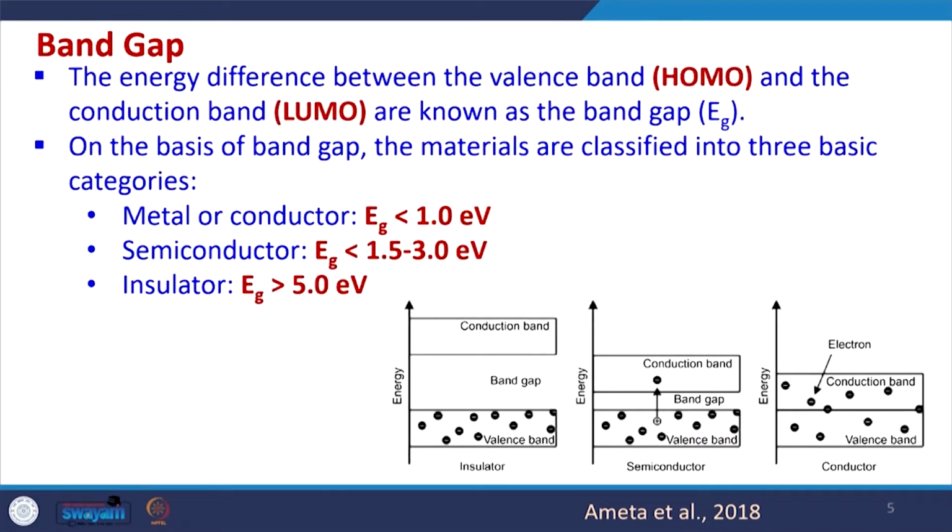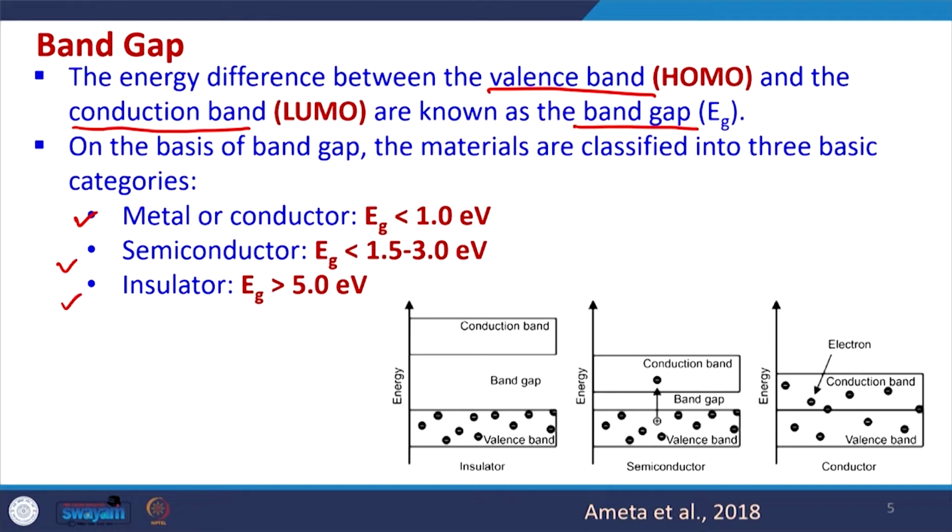Now, one property of a semiconductor is that it has a band gap. That band gap is very essential for generation of an electron hole pair, and depending upon the band gap, these semiconductors absorb light of different wavelengths. The energy difference between the valency band and the conduction band, the LUMO band, is known as the band gap. On the basis of band gap, materials can be classified into three basic categories: metal or conductor, semiconductor, and insulator.